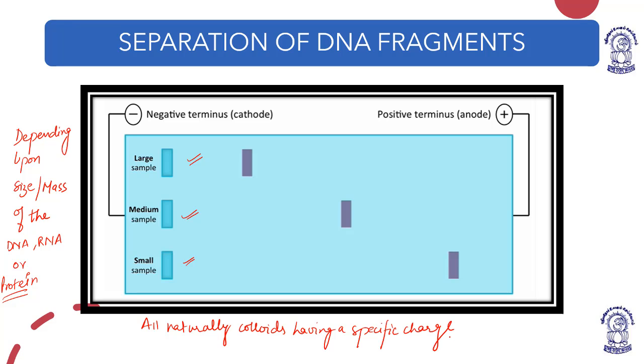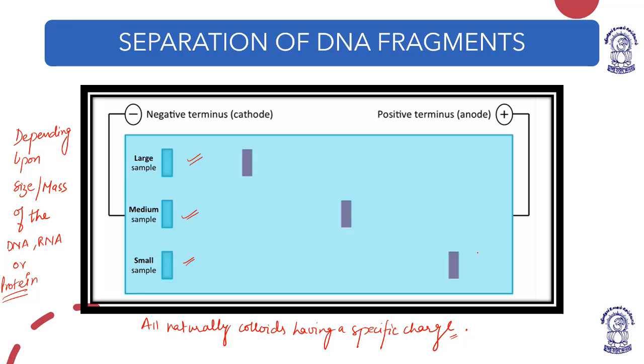As you have studied in chemistry and physics, the negative terminal, that is the cathode, will attract the positive colloidal particles, and the positive terminal or the anode will attract the negative colloidal particles. So positively charged molecules will move towards the cathode, which is the negatively charged electrode, and the negatively charged molecules will move towards the anode, which is the positive electrode.